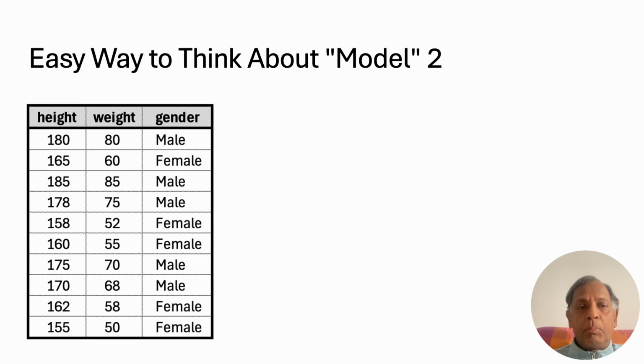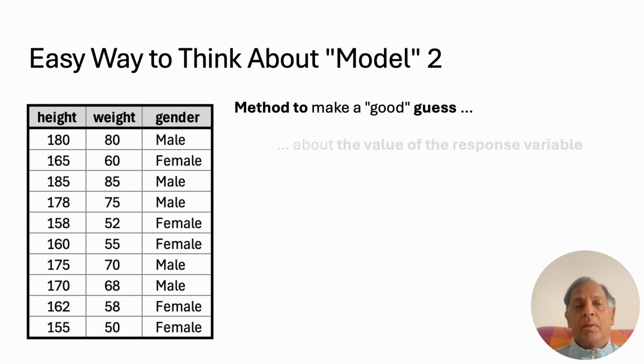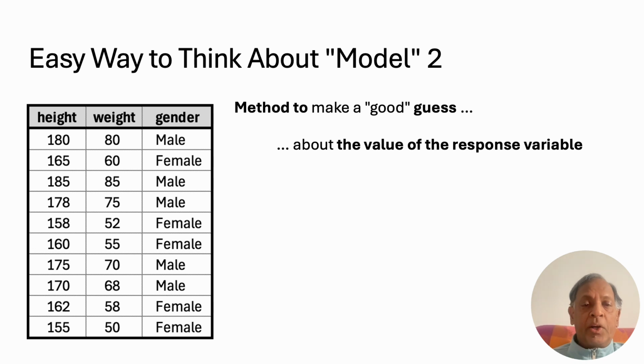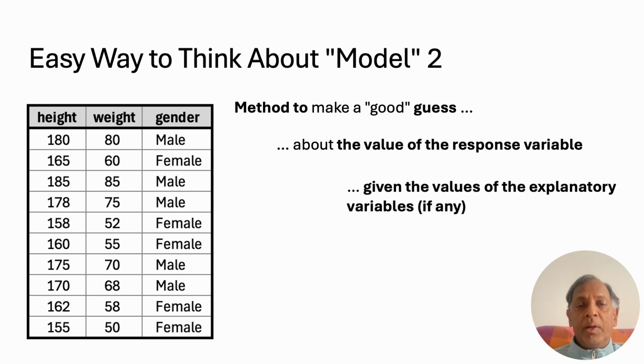Okay, so here is again the same data. A model is nothing but a method to make a good guess about the value of a response variable given the values of the explanatory variables, if any. In this particular example that we just discussed, there was no explanatory variable.